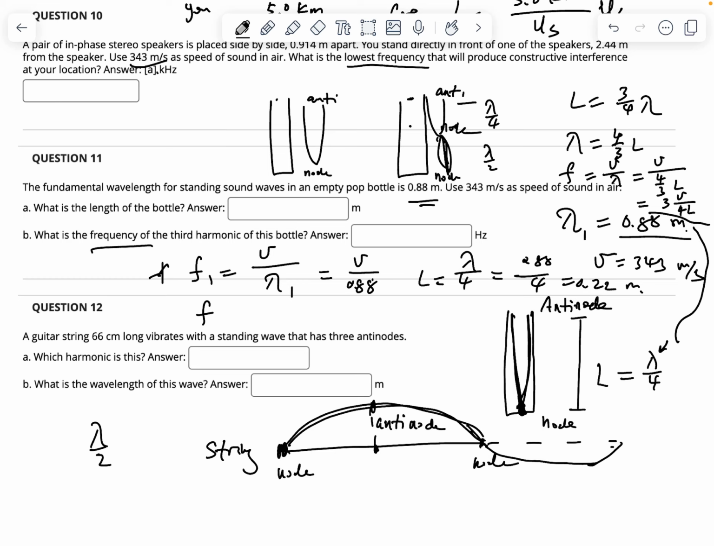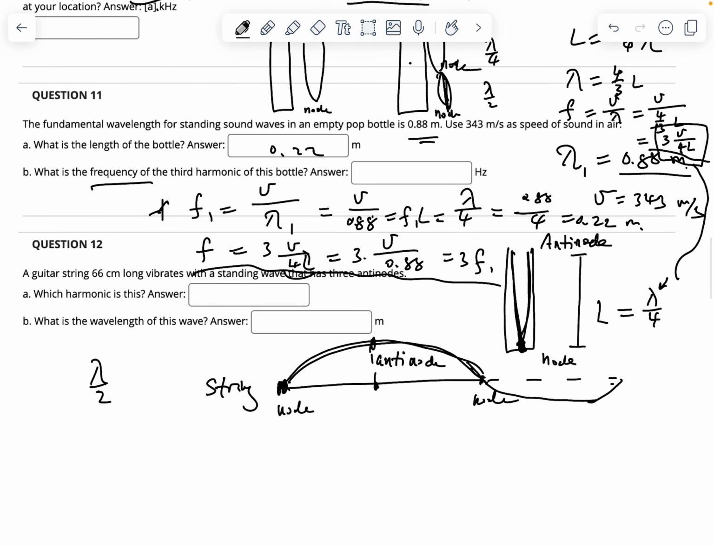So this one actually is your third. This is equal to 3V over 4L, right? So equal to 3 times V over 4L, L is 0.22, right? 4L is 0.88. And this is F1, so this is 3F1. So this will be your third harmonic, okay, because it's 3 times the first harmonic, the fundamental harmonic. So this will be the third harmonic.